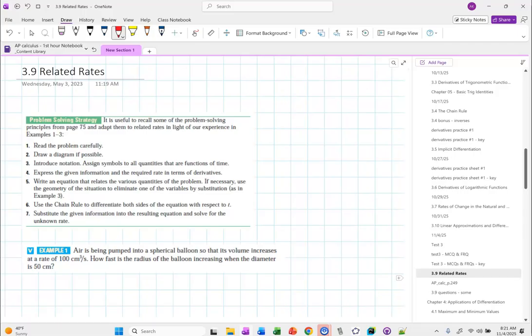Use the chain rule to differentiate both sides of the equation with respect to time. That's basically doing an implicit differentiation. And then substitute the given information into the resulting equation and solve for the unknown rate.